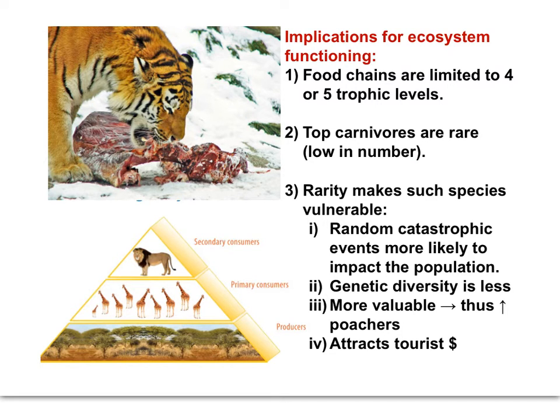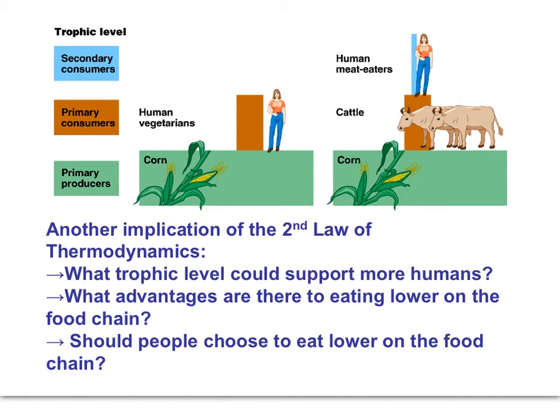Top carnivores are dependent on all of the trophic levels below. If one trophic level fails, this could have serious consequences for the top carnivores. Rarity also makes random catastrophic events more likely to impact the population. Rarity means that the genetic diversity is less. Rarity means that they might be more valuable to poachers, and that also their rarity could attract more tourist dollars for social systems.